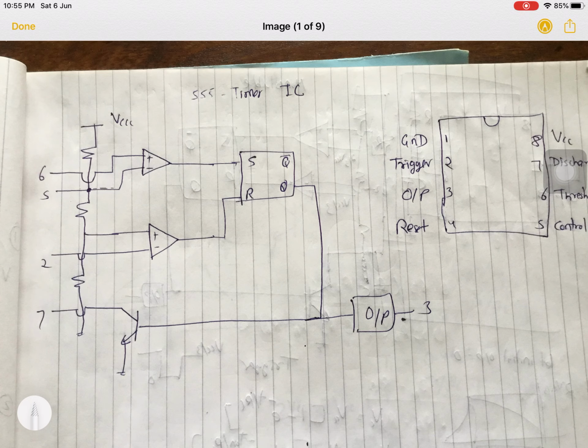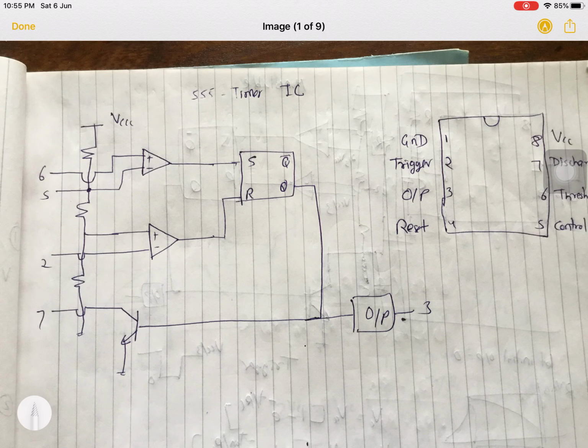So I can say this is 2 VCC by 3, and this point will be VCC by 3. We can apply the voltage divider rule. This is VCC. There are 3 resistors of equal value, so the net voltage across each resistor is VCC by 3. So across this it is 2 VCC by 3, and here it is VCC by 3. So we have VCC, 2 VCC by 3, and VCC by 3. The output stage is nothing but an inverter. Whatever logic is here, the output will be the opposite of that value.